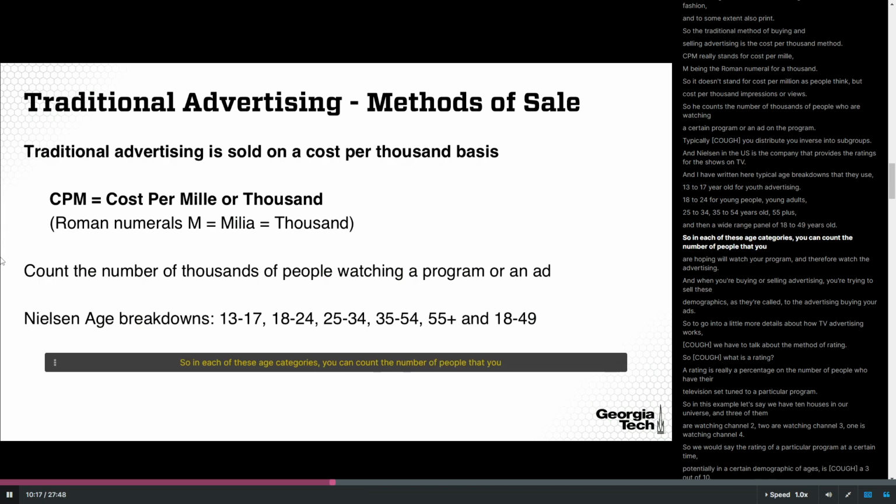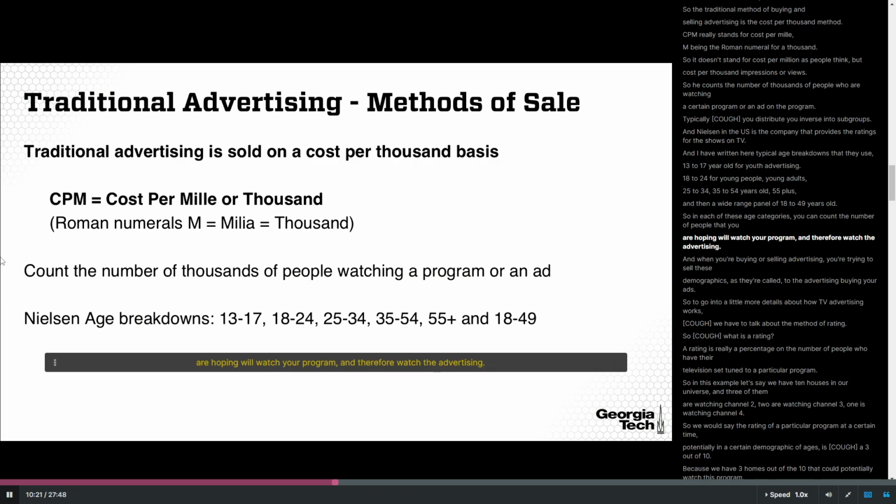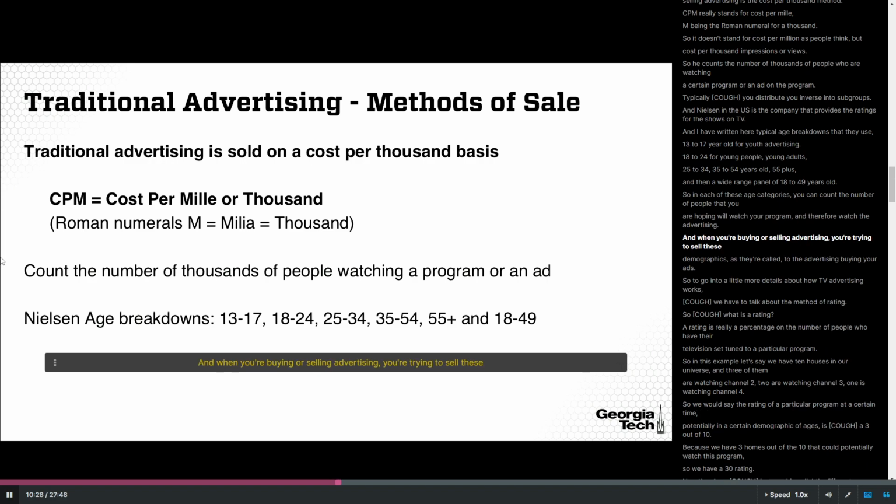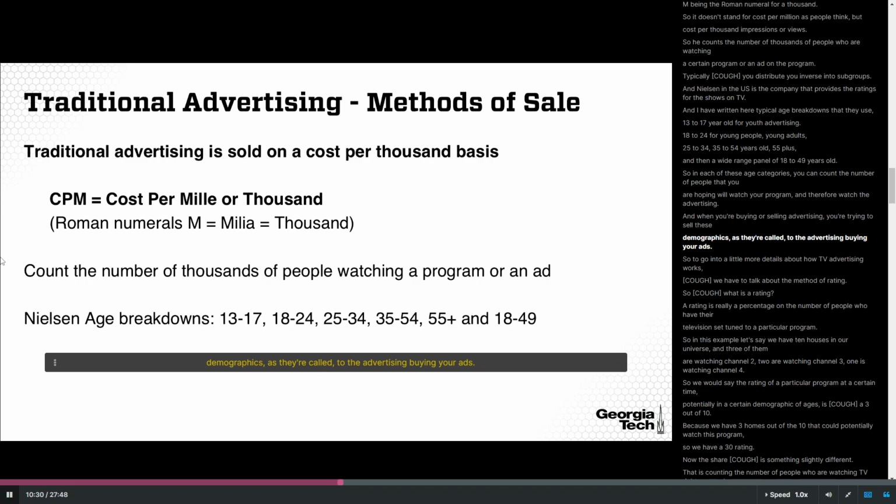So in each of these age categories, you can count the number of people that you are hoping will watch your program and therefore watch the advertising. And when you're buying or selling advertising, you're trying to sell these demographics, as they are called, to the advertisers buying your ads.